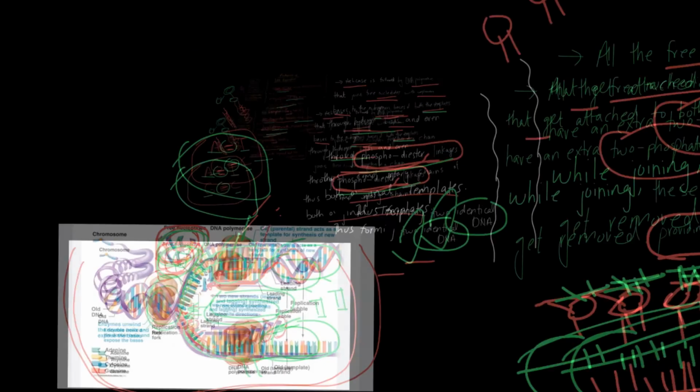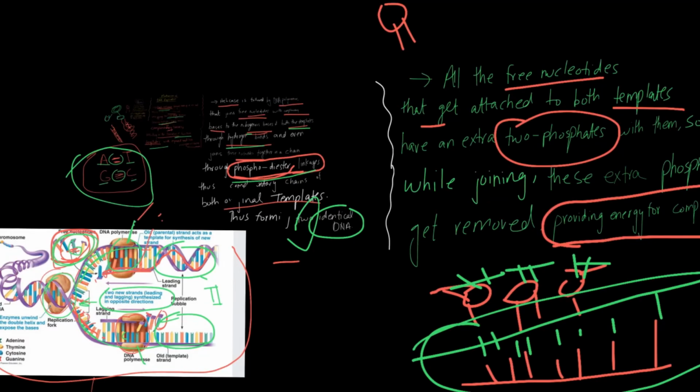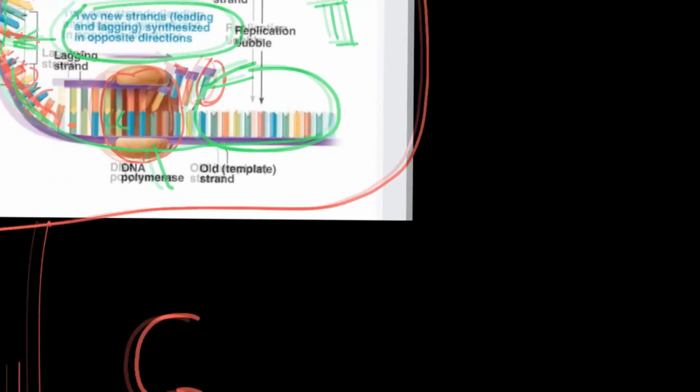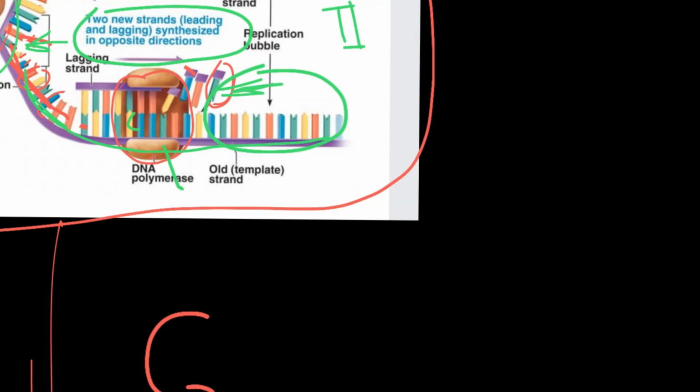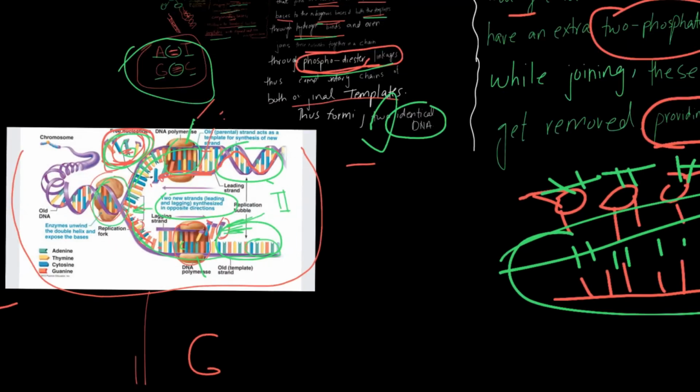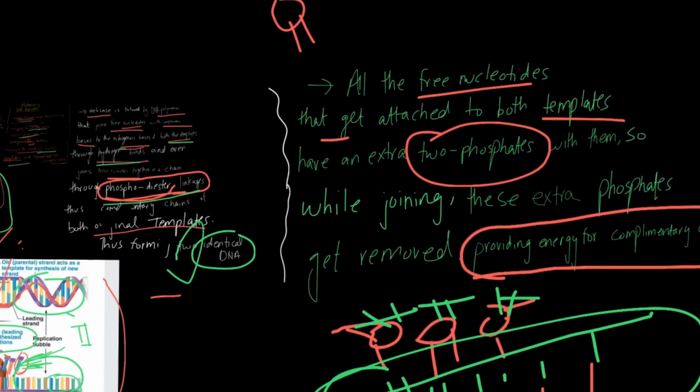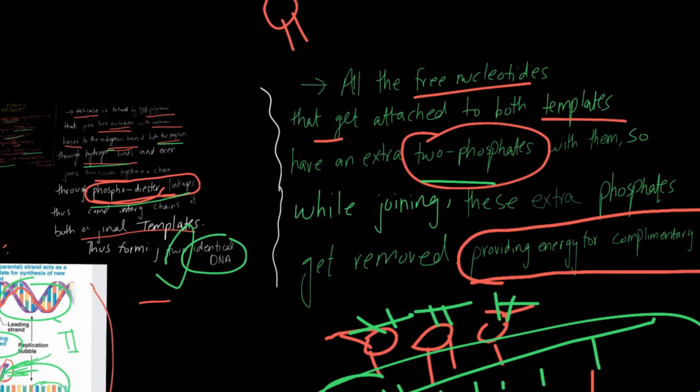The last thing that we learned was that all the free nucleotides, these free nucleotides right here, the ones that aren't joined to any strand, have an extra 2-phosphate with them. So when they join, these 2 phosphates get removed, providing energy for complementary chain making, thus forming two identical DNA molecules.